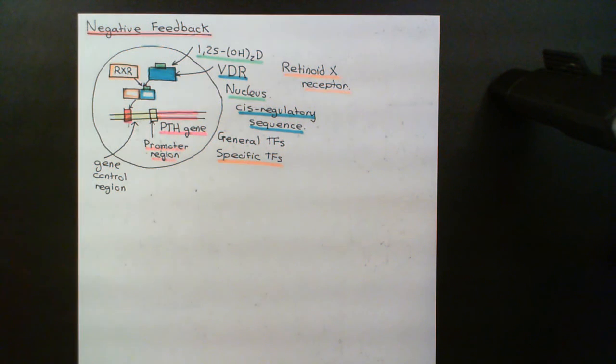Okay, so we'll have a break here, and in the next video what we'll talk about is the combined effect of parathyroid hormone and vitamin D on bone to try and release calcium from the bone.